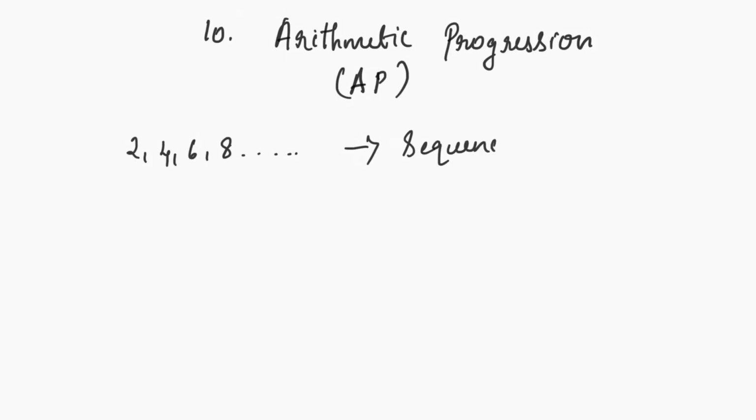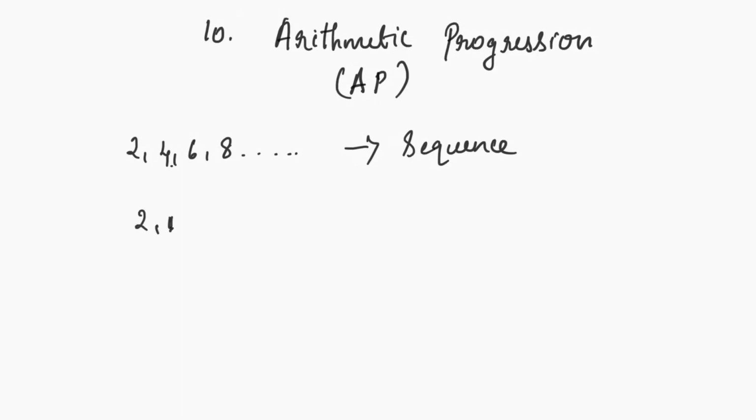What's the reason? If you try connecting the preceding numbers, 4 minus 2 you get 2, 6 minus 4 you get 2, 8 minus 6 you get 2. So there is something common in the continuing series. So this is called a sequence: 2, 4, 6, 8.